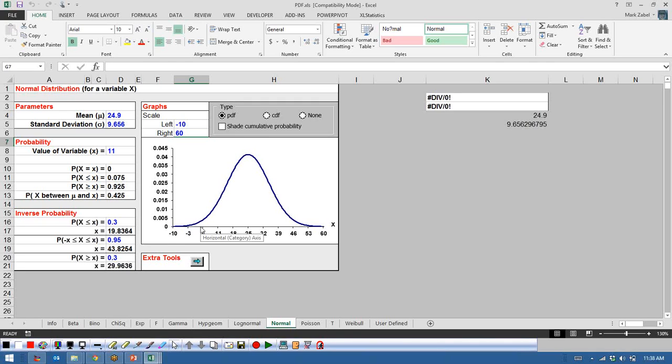I'm never going to get negative emails, so that doesn't make any sense. Okay, but in general, it's not a bad fit, and we're going to go ahead and calculate the capability now. All right, now the capability, pretty simple.